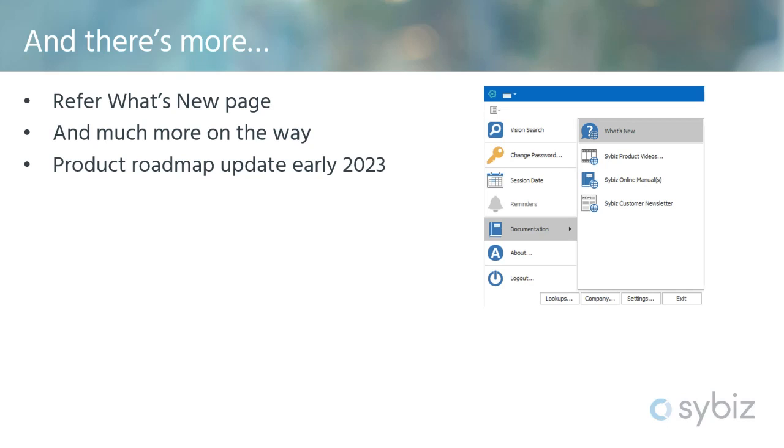So as I mentioned before, if you have closed the What's New tab within your software, you can go to the button in the top left hand corner, click on that, and then go to documentation and What's New, and that's the same process for both Vision and Visipay. So there you have it.